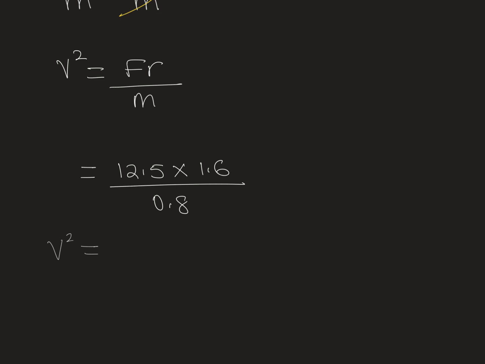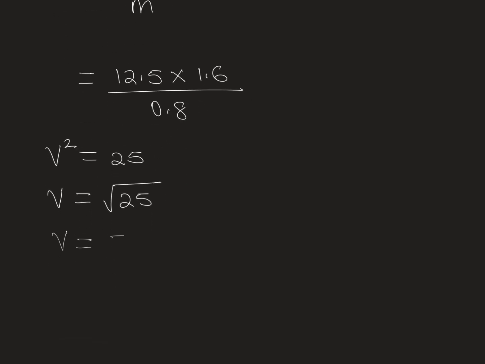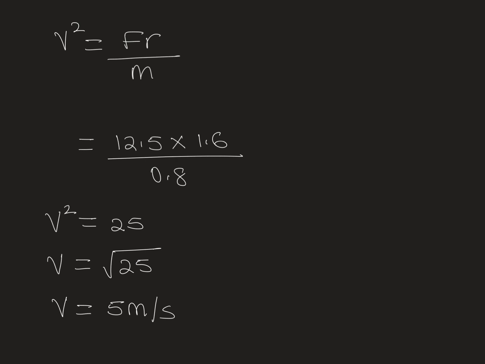So v squared is 25. To find v, it is going to be the square root of 25. So v is equal to 5 meters per second. That is how you find v.